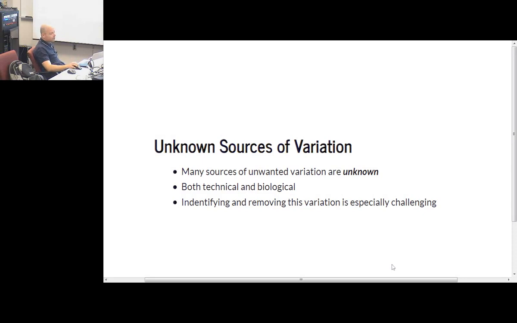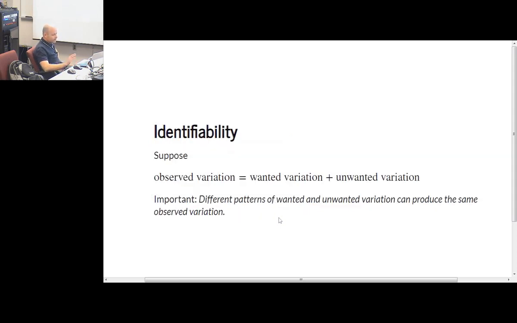So elaborating a little bit more on this idea of unknown sources of variation, just highlighting it again, very often the unwanted variation comes from sources that are unknown. This is true of both technical and biological unwanted variation. And identifying and then removing this unwanted variation is especially challenging. So I'm going to say just a couple words about identifiability here. Imagine in this simple case, we're just going to say our observed variation is just the sum of wanted variation and unwanted variation.